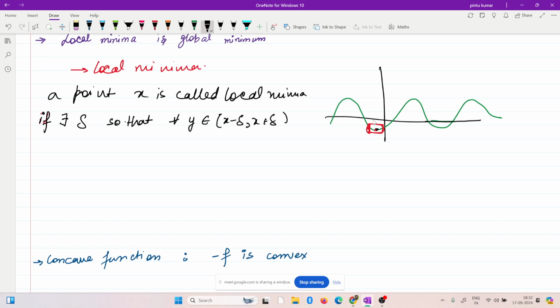So you are taking, let's say, your point x, so you are looking at some x minus delta and some x plus delta. If you take any point in this region, then f of y is greater than or equal to f of x. So in this region, your function attains its minimum value at this point. Then your x is called a local minimum.